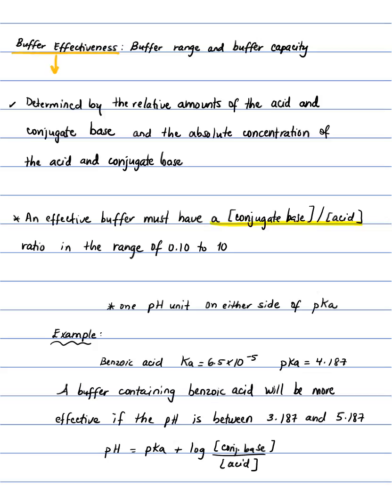So if the value of the pKa for an acid is 3, your buffer will still be effective if you have a pH from 2 all the way to 4.